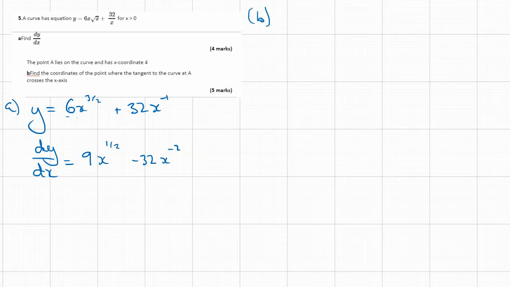Part B, we want to find the coordinates where the tangent to the curve crosses the x-axis. So there's a lot of stuff to do here. First, we want to find the equation of the tangent. So I'm going to go ahead and do that. I've been given an x-coordinate, so I'm going to find the y-coordinate.